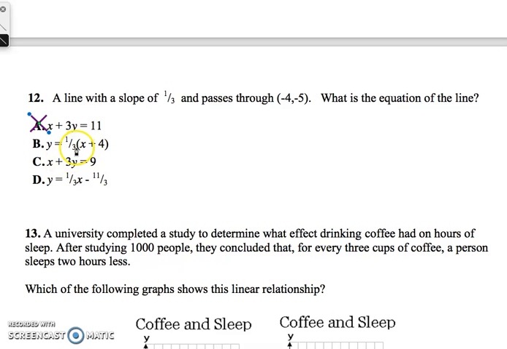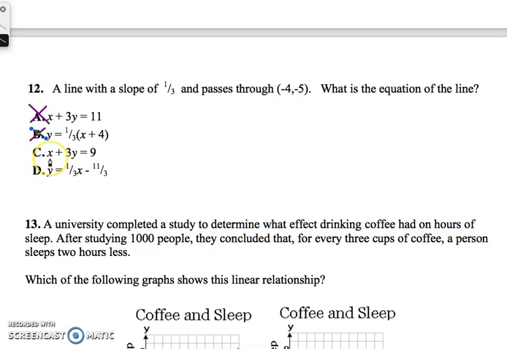B looks like a possibility maybe. Let's see, 1/3, we got the slope right. If I put -4 in for x though, 1/3 times -4 plus 4, that's 1/3 times 0 if you put -4 plus 4 together. 1/3 times 0 is 0, and we would need it to equal -5, so it can't be letter B.